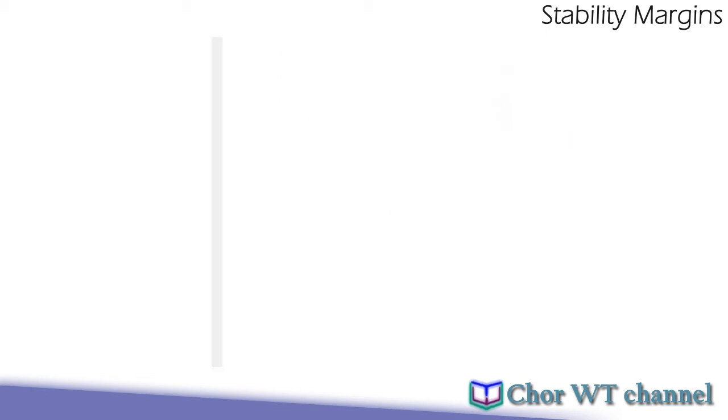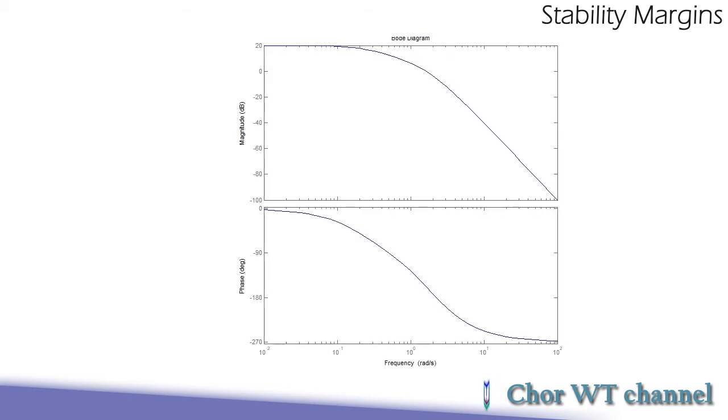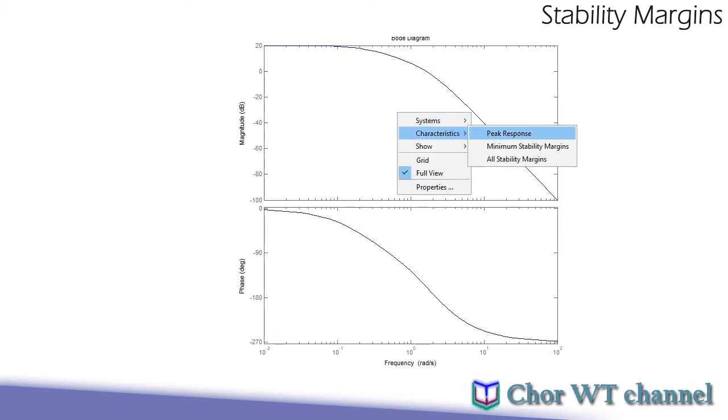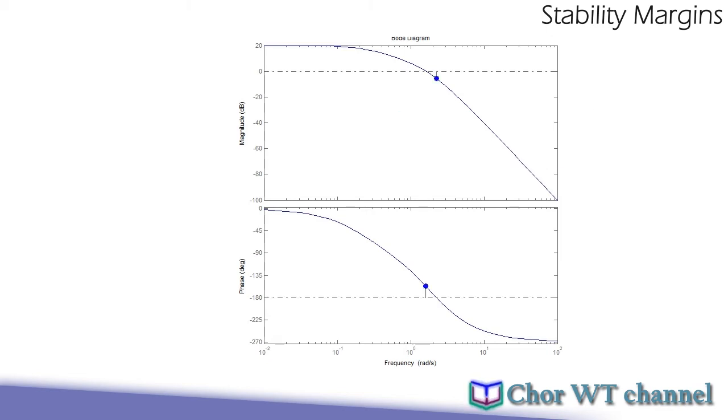We'll be defining a transfer function G, where the transfer function is equal to 10 over s cubed plus 4s squared plus 5s plus 1 in MATLAB. And now I'll be creating a Bode plot, and I'm going to set the background to white. To view all the stability margins in the Bode plot, I can right click, Characteristics, and choose All Stability Margins. And you'll find here there are two dots that have been highlighted, which are our gain margin and phase margin.